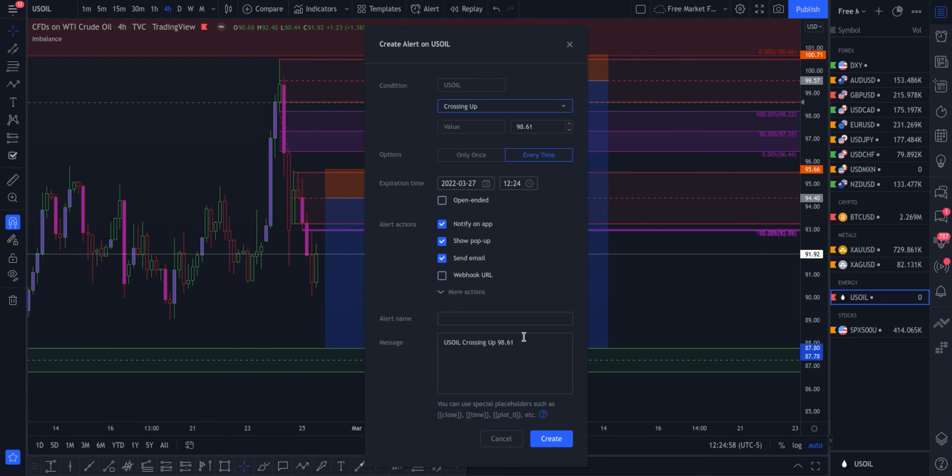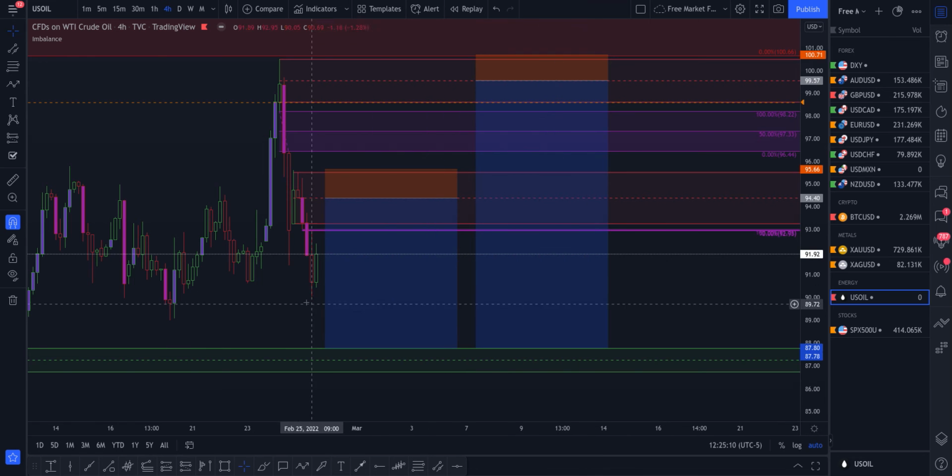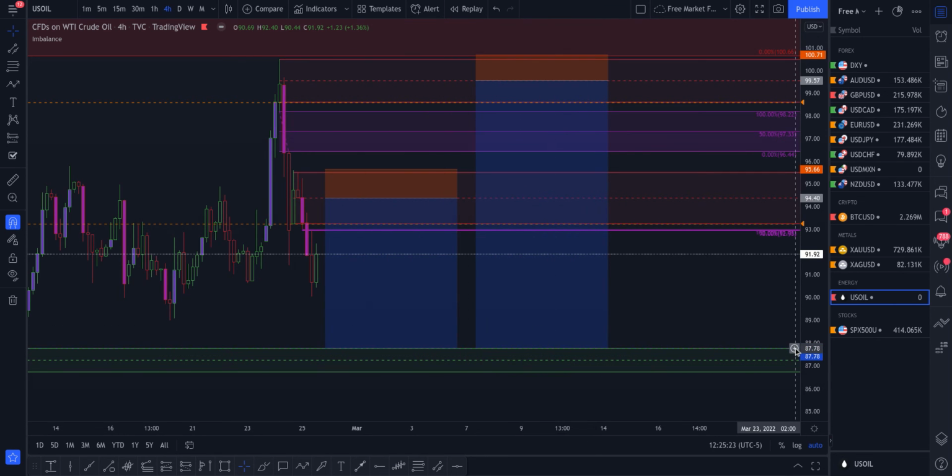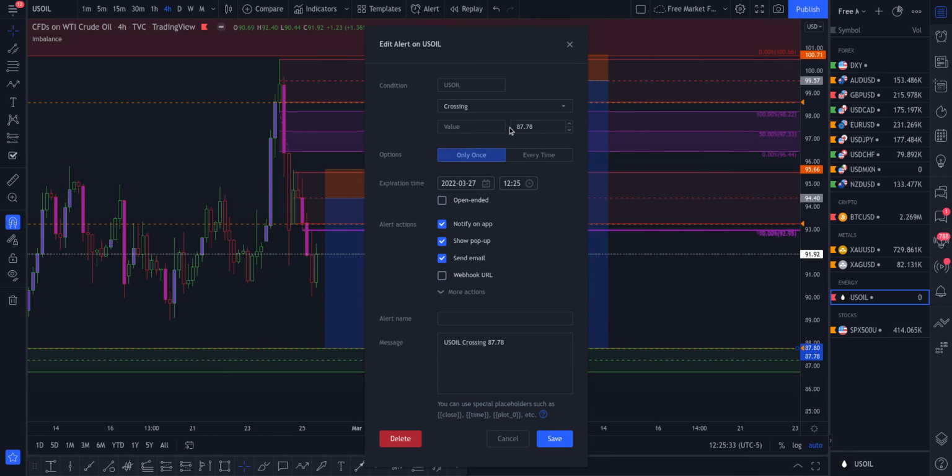So crossing up, looking for 4-hour supply zone. Okay, we have another crossing up 4-hour supply zone. Okay, and let's do one for this unmitigated demand.